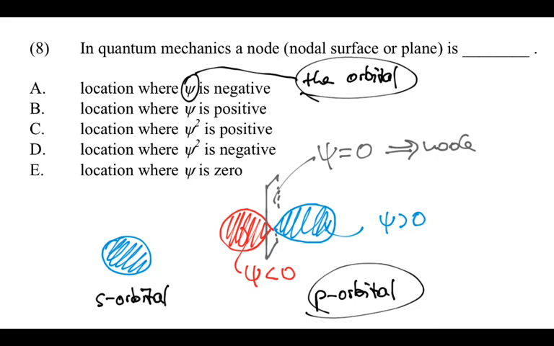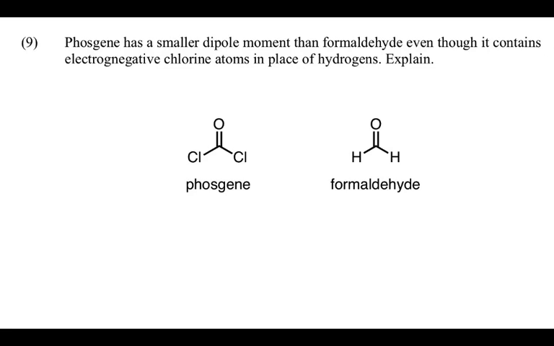So the answer which is correct is E. The node is at the location where the wave function of the orbital is 0, where you switch between positive and negative parts. Any questions about this? That's fine. Good. So this is an interesting one. This is about dipole moments.